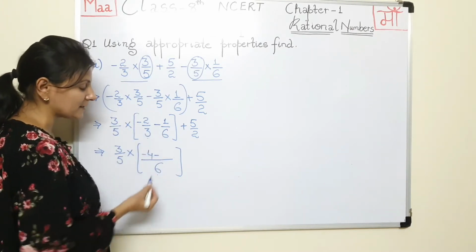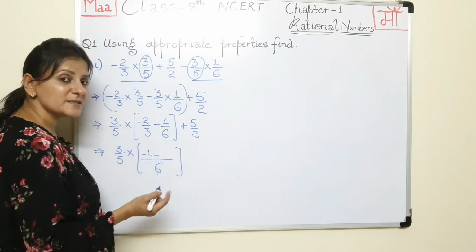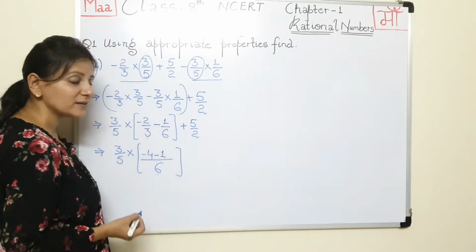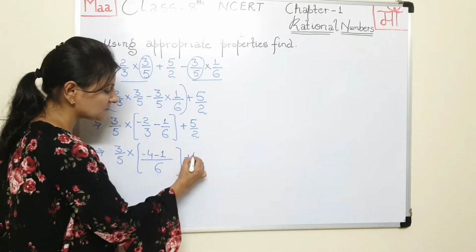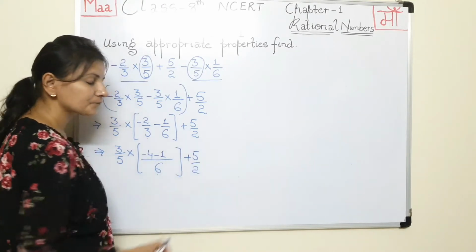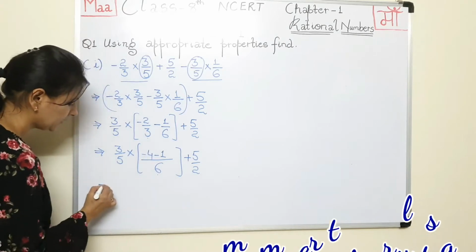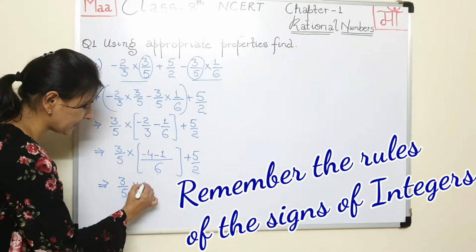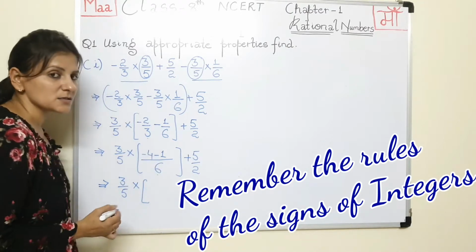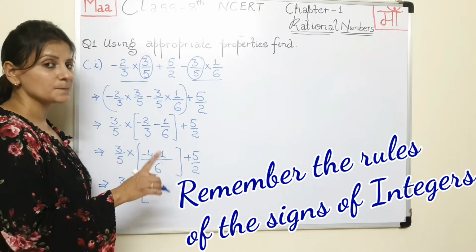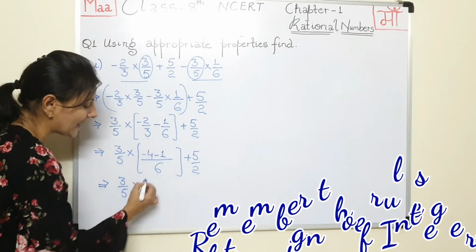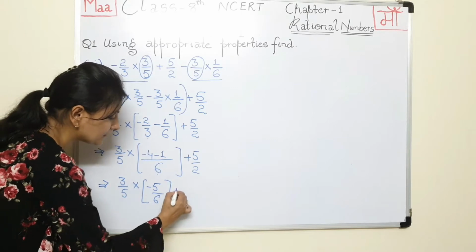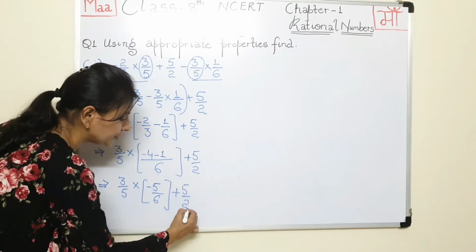In the center again a minus sign. In the table of 6, 6 comes 1 time. So with that 1 you multiply the numerator 1. So minus 1 will come here. Plus 5 upon 2 here after the bracket. Now in the next step you will write 3 upon 5 outside the bracket, multiplied. Here minus minus is plus, but the sign is minus, so here you will add. So you will write minus 5 upon 6 plus 5 upon 2.